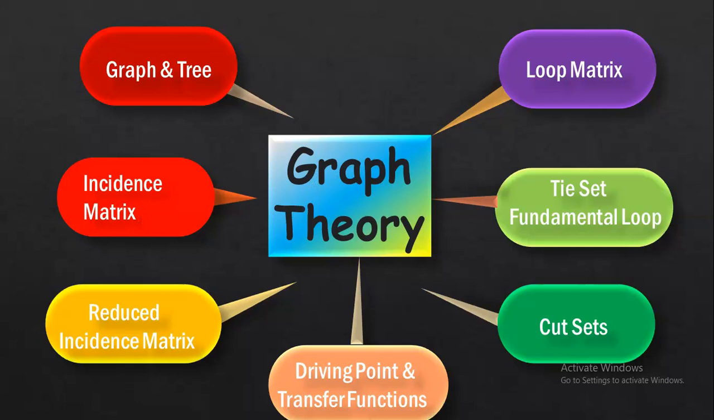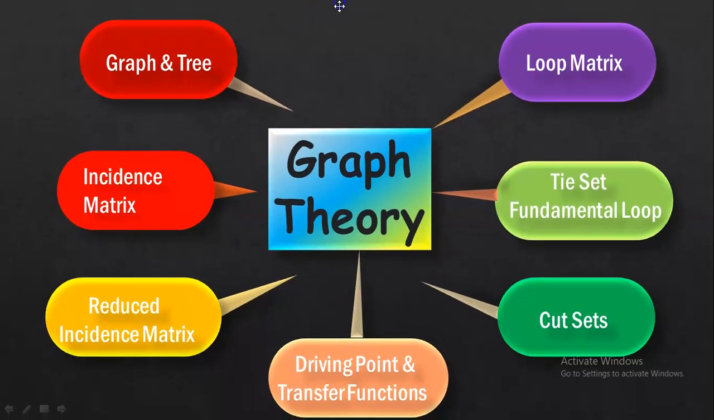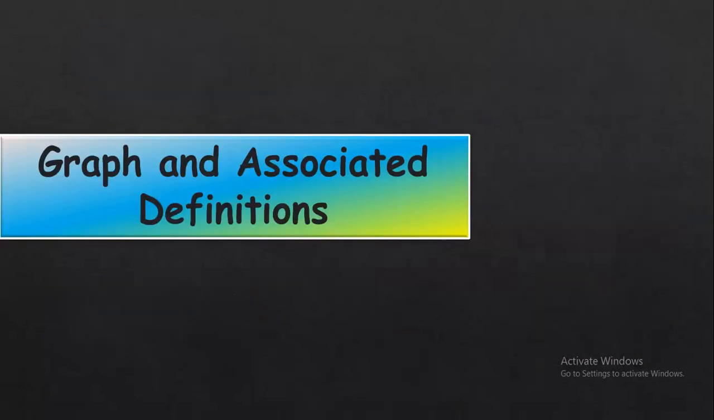So in graph theory, we are going to study these things: graph and tree, incidence matrix, reduced incidence matrix, loop matrix, tie set, fundamental loop, cut sets, driving point, and transfer functions. Let us see these one by one. First, graph and associated definitions we will see.